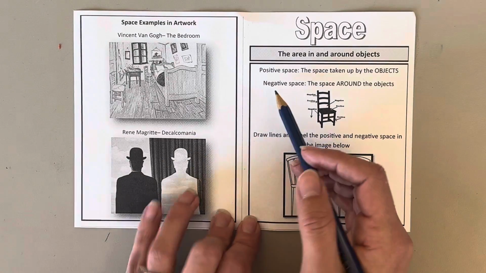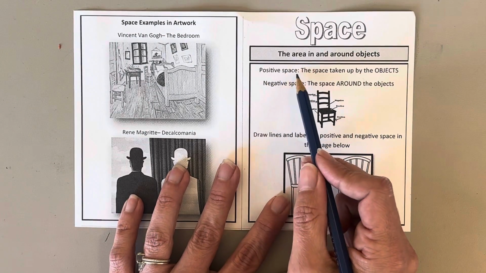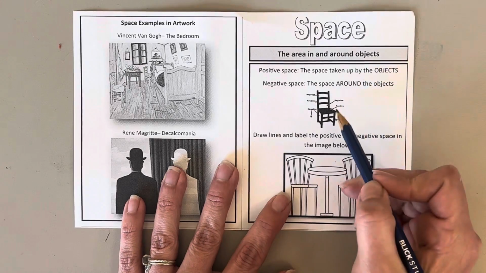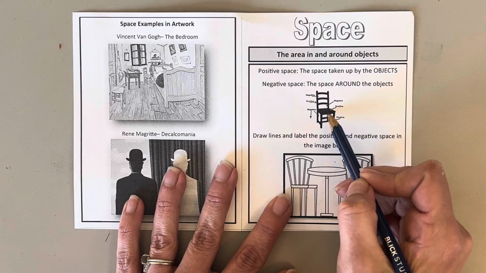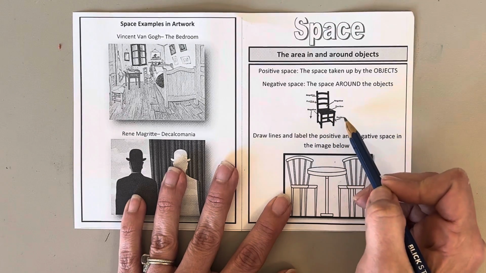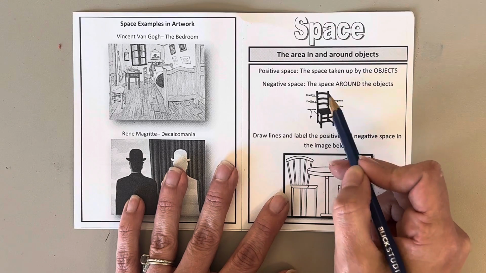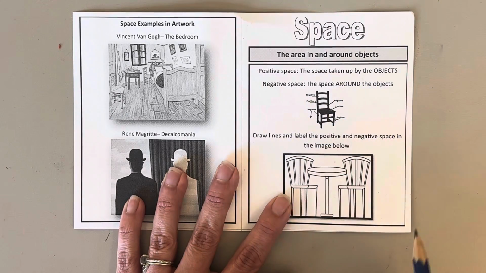Now let's go ahead and get started with our first practice today. Positive space is the space that's taken up by the objects in an image. Now, if you look at this first chair, you can see that the arrows that are leading to the chair itself all say positive. So this back is positive. This little arm on the side here, positive. This seat, positive. All of the chair is positive.